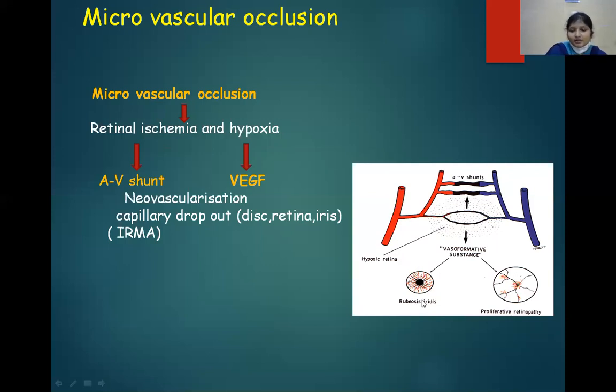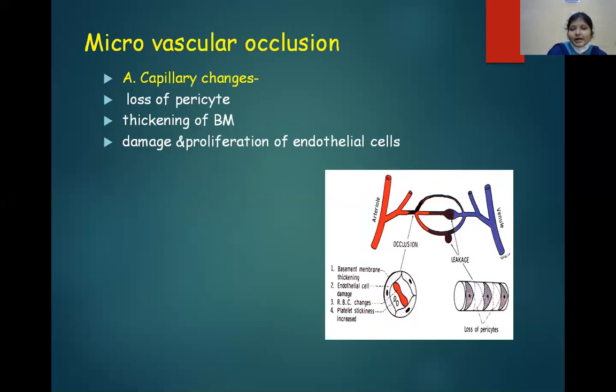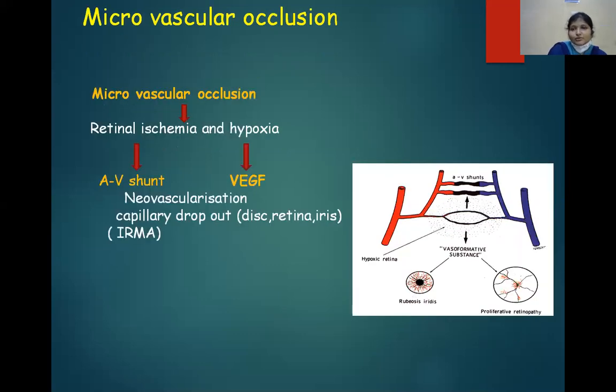So microvascular occlusion is because of capillary changes like loss of pericytes, thickening of the basement membrane, and damage and proliferation of the endothelial cells. This leads to hypoxia of the retina, leading to occurrence of AV shunts and release of VEGF, that is vascular endothelial growth factor, which leads to neovascularization.